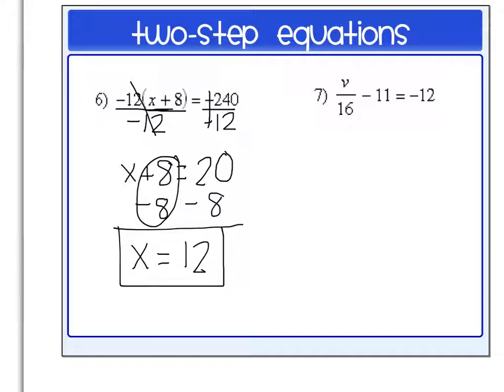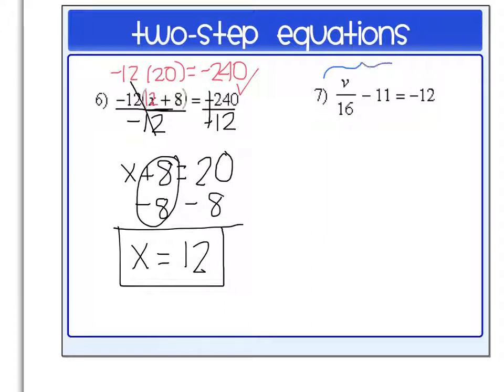If I plugged back in, order of operations would tell me to do parentheses first. 12 plus 8 gives me 20, and 20 times negative 12 gives me negative 240. So my answer works out.